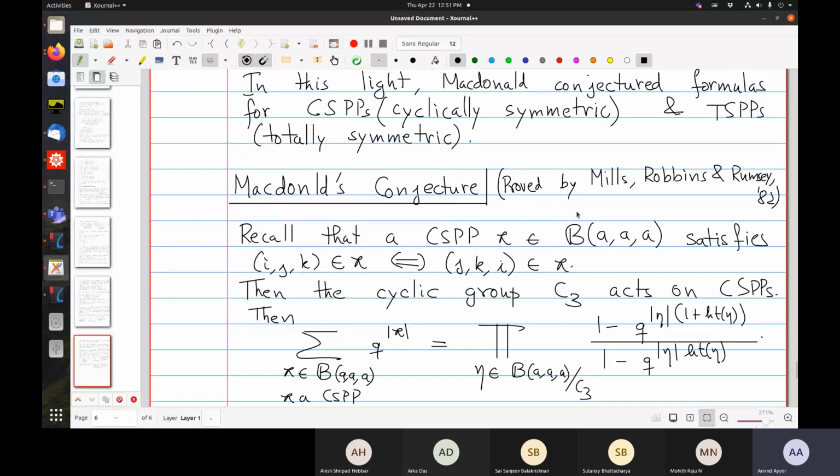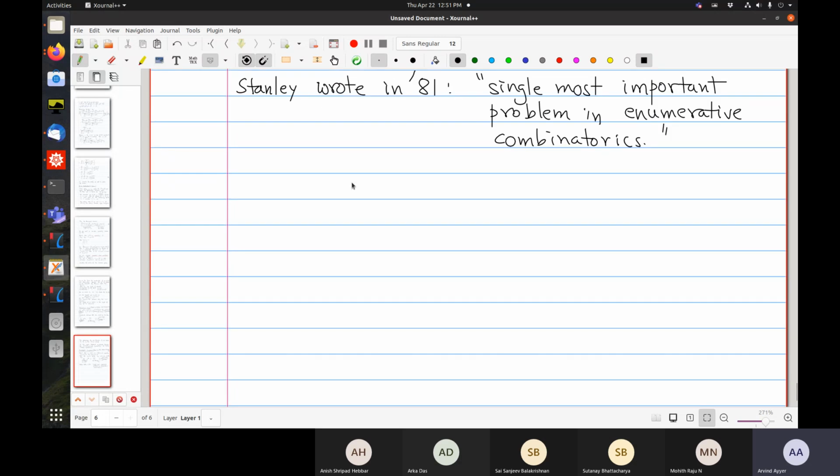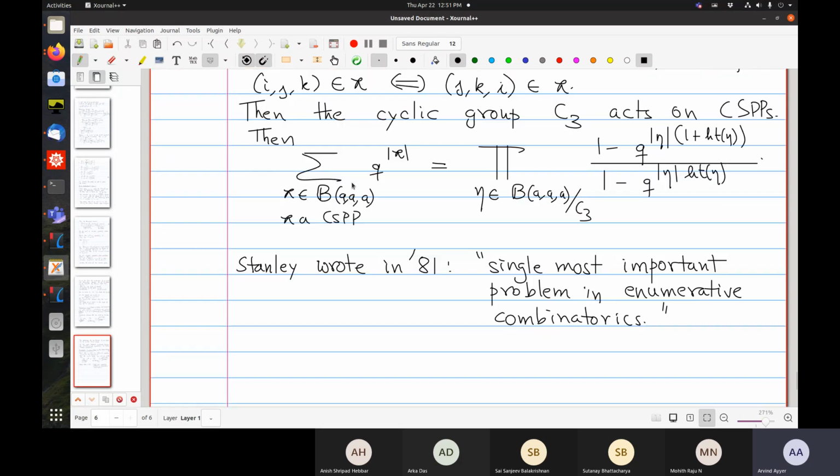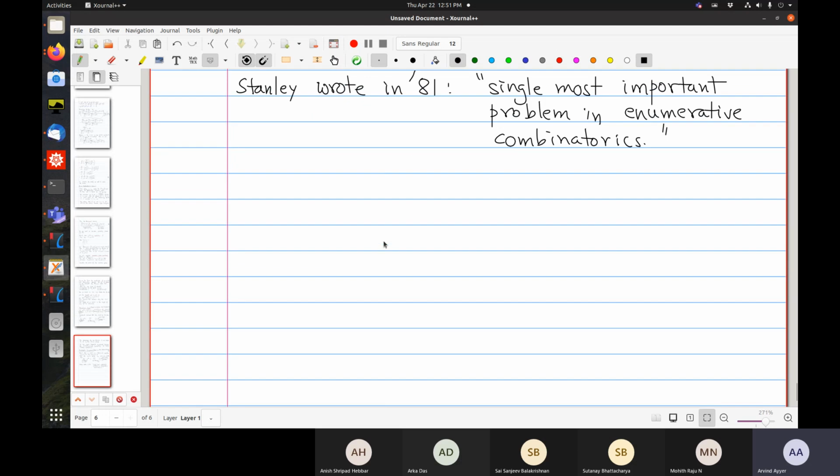And here, to prove McDonald's conjecture, you needed even more machinery. And in fact, Mills, Robbins, Rumsey proved this while trying to prove the alternating sign matrix conjecture. So it's like we are going higher and higher in the hierarchy. So as I said, this was a big open conjecture, and the second conjecture was about TSPPs.